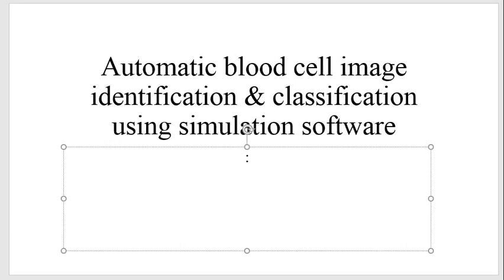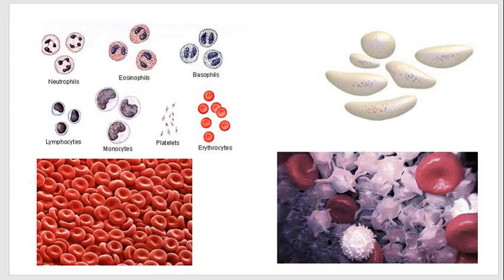So this project is about automatic blood cell image identification and classification using MATLAB programming software. Here what we are trying to do is basically, depending upon the cell shapes and their sizes, we are classifying them in an image.